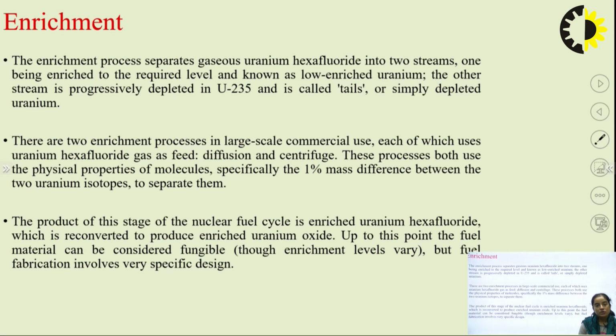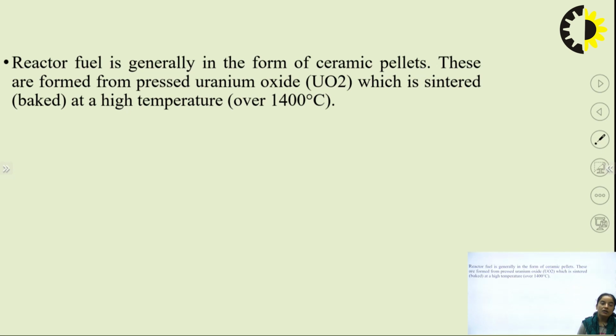Enrichment levels may vary, but fuel fabrication involves very specific design. Reactor fuel is generally in the form of ceramic pellets. These are formed from pressed uranium oxide, which is sintered at a high temperature of 1400 degrees Celsius. This process is called sintering.